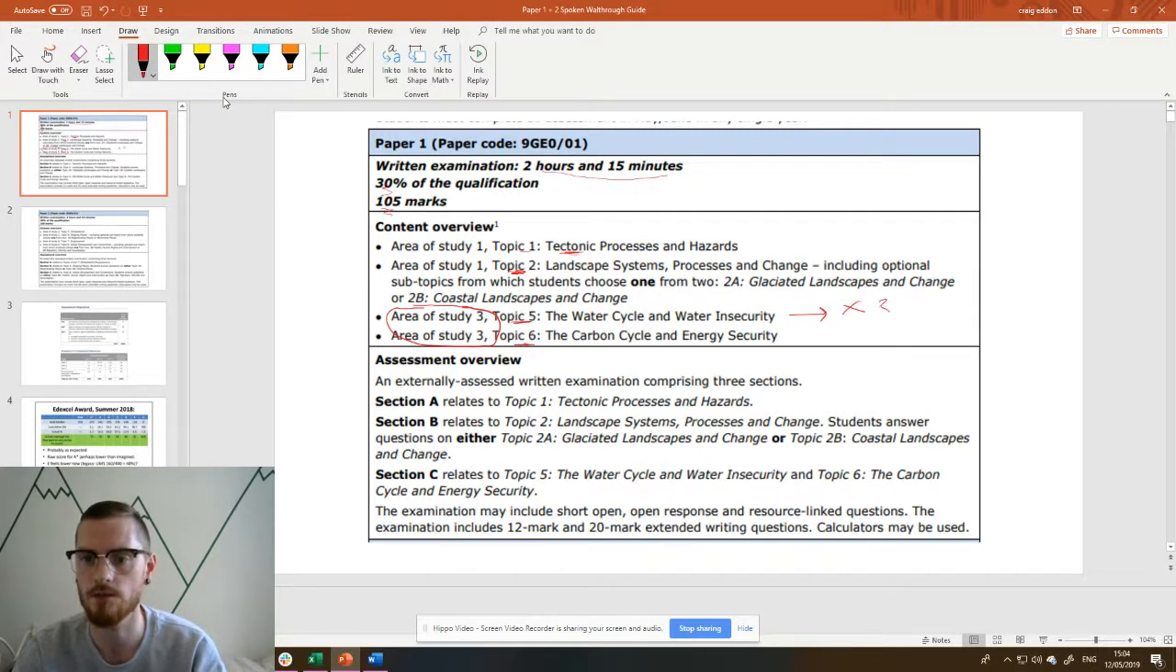Water cycle is 3 questions, all explain, 3, 6, 8 markers. And then carbon is 2 essays, a 12 marker assess, and a 20 marker evaluate. And it's kind of broken down a bit more here. There we go, section A, B, and C.